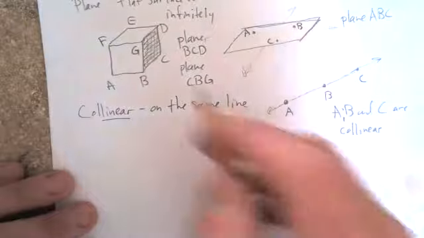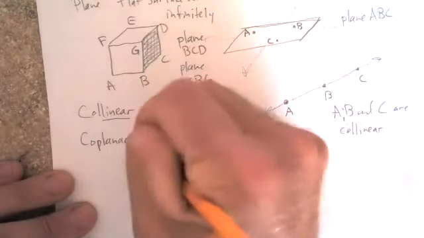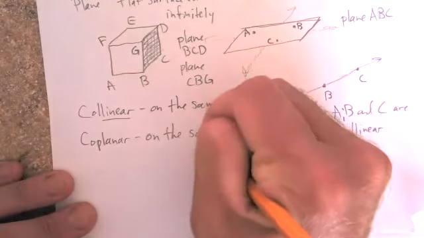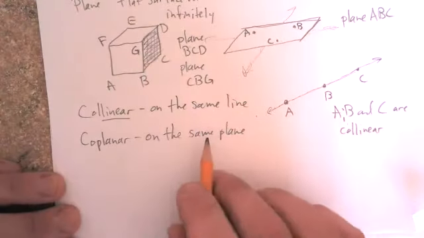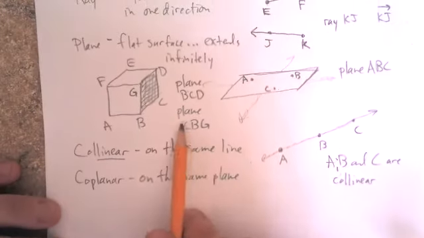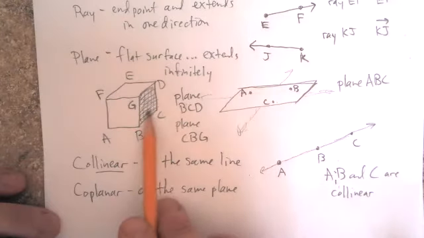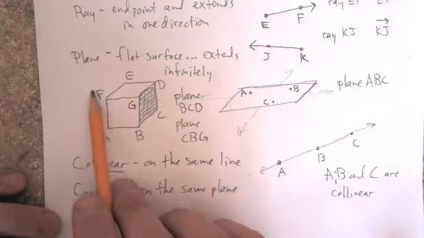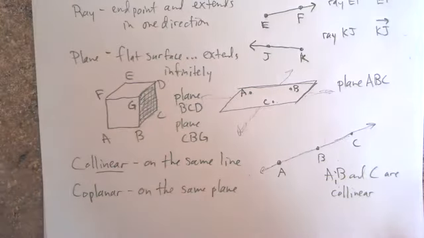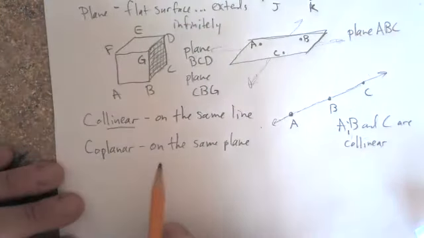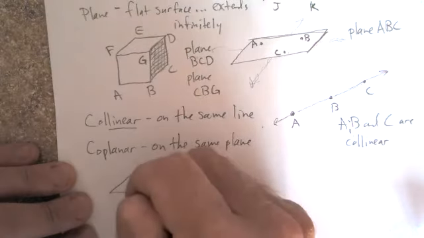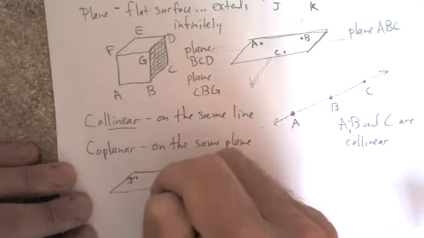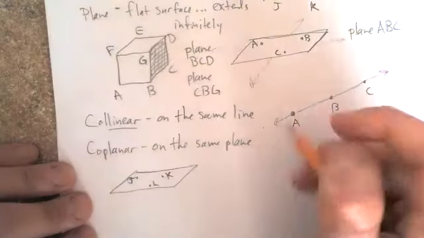And last thing is coplanar, which you probably can guess means on the same plane. Okay, so we could say up here, G, B, and C are coplanar. They're on the same plane. And the funny thing is any 3 points actually are coplanar. If you really visualize it, we could say any 3 points are coplanar, but in general, coplanar just means they're on the same plane. Okay. So J, K, and L are coplanar.